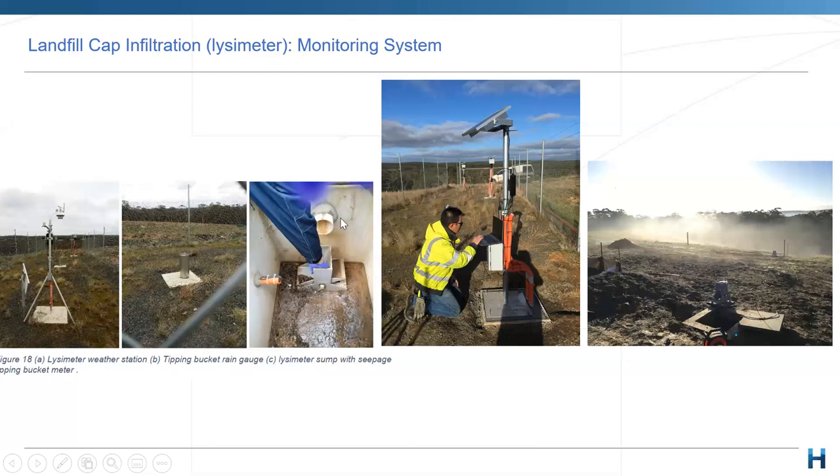The next one is where we're collecting the subsurface output. There's that white pipe that the water comes out of and it drops into what's essentially another tipping bucket rain gauge. One thing to note with this one is there's a lot of sediment that can build up in these, and therefore a lot of maintenance is required.